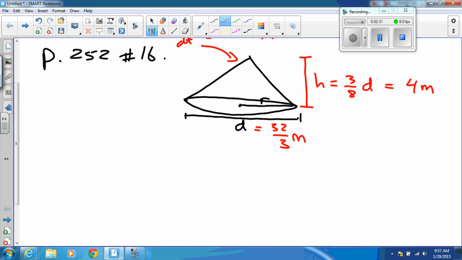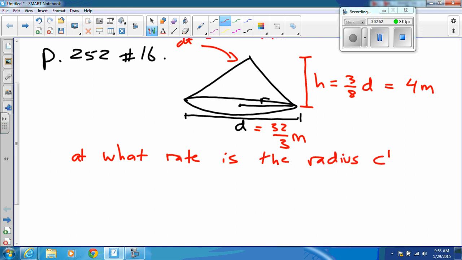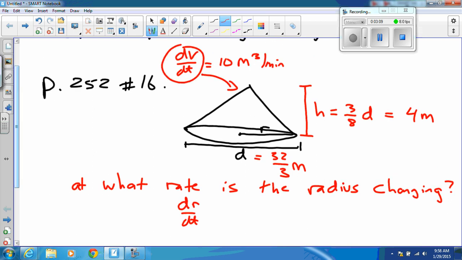And so now the question that they're asking, 2 questions, right? At what rate is the radius changing of the pile, and at what rate is the height changing? We're going to answer those questions separately. Somebody translate for me into math the rate of change of the radius. How should I write that? Yep, that's it. So I'm looking for dr/dt, and what I am given is the volume, dV/dt.